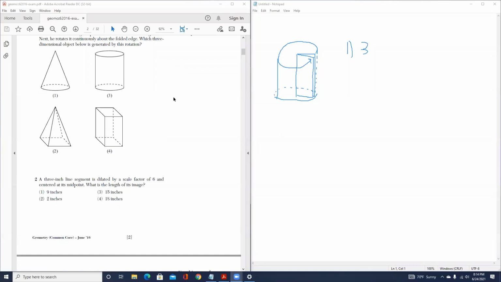Okay, question 2. A 3-inch line segment is dilated by a scale factor of 6 and centered at its midpoint. What is the length of its image? So for this one, you should know that the property of dilation is that the length of any line segment that's dilated is equivalent to its original length times the dilation factor.